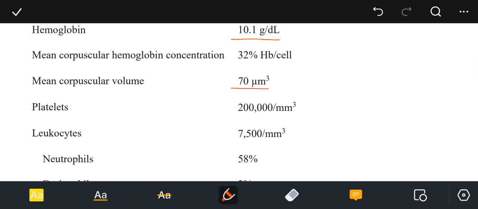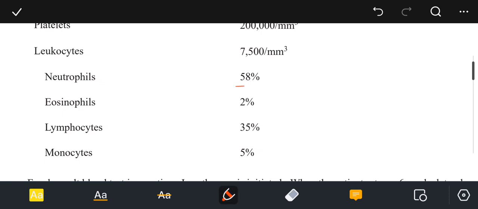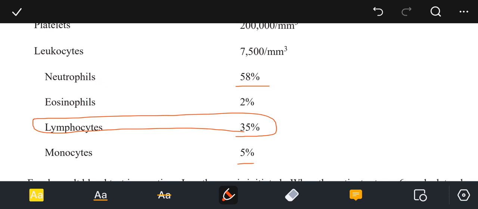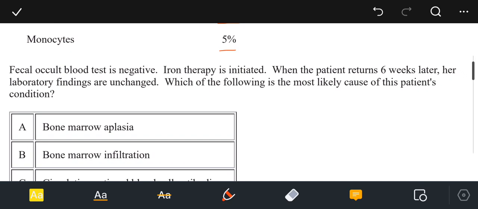The platelets are 200,000 per millimeter cube. Leukocytes is 7500, out of which the neutrophils are just 58%. The lymphocytes are high, that is 35%. The monocytes are 5%. Eosinophils are 2%. Fecal occult blood test is negative. Iron therapy is initiated. When the patient returns 6 weeks later, her lab findings are unchanged.